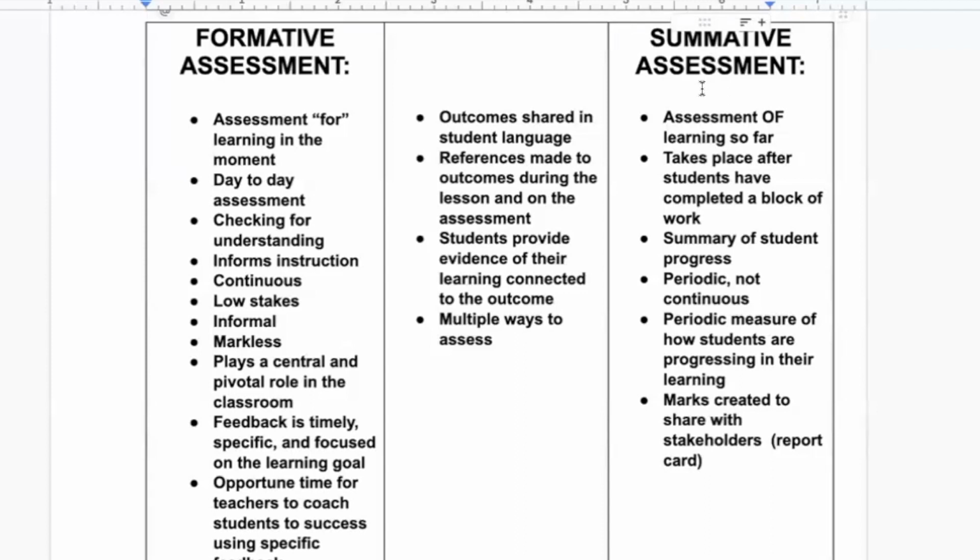There are similarities between the two. One, in that the outcomes are shared in student language, because students have a right to know where they're headed and what's expected of them in a language that they understand. And so there are references made to the outcomes during the lesson on the assessment, either formative or summative. And students provide evidence of their learning connected to the outcome. So thumbs up, thumbs down might be the formative piece that you use, but it's connected to a specific outcome. And there are multiple ways to do formative, and there are multiple ways to do summative. So those are really important pieces to consider as we move into the next component.